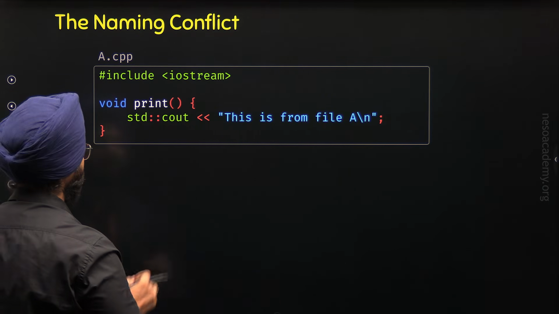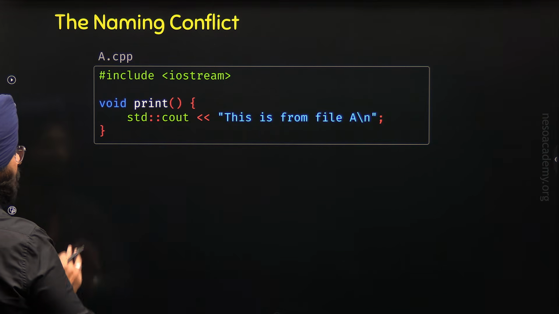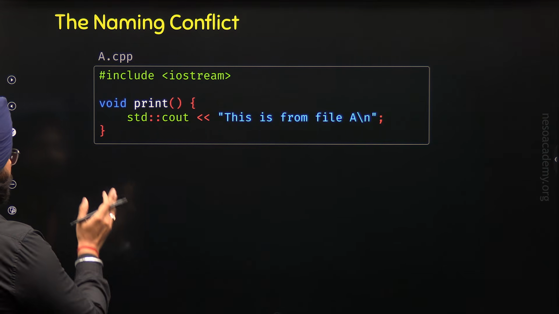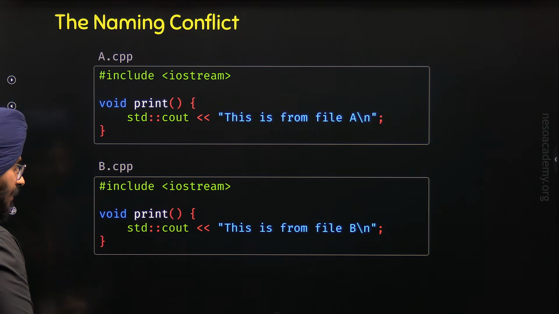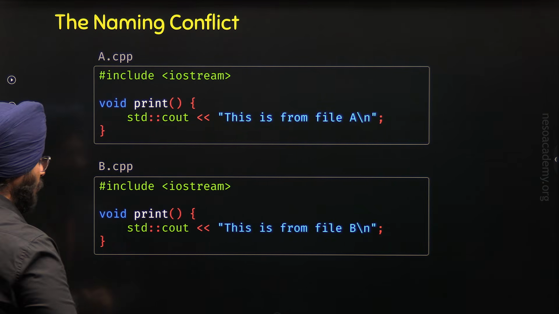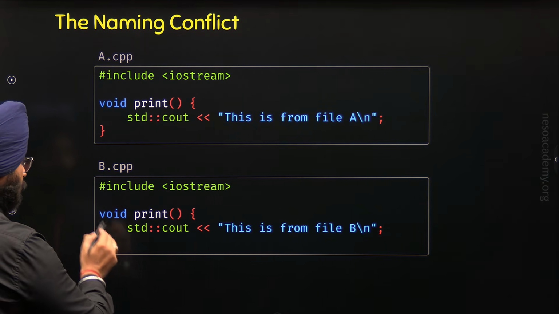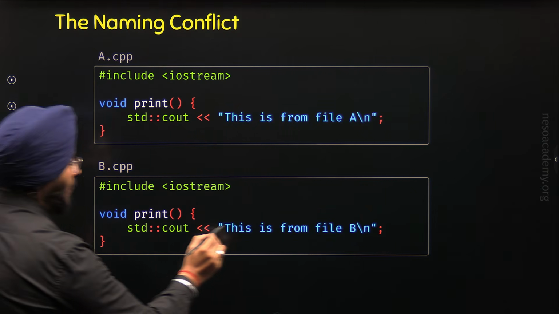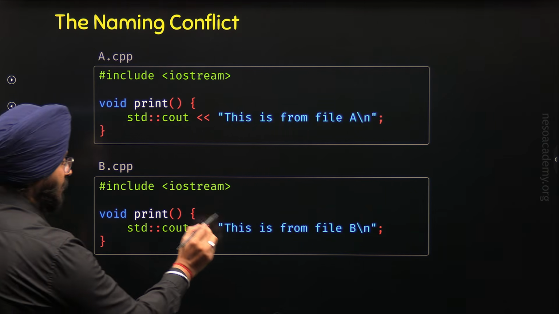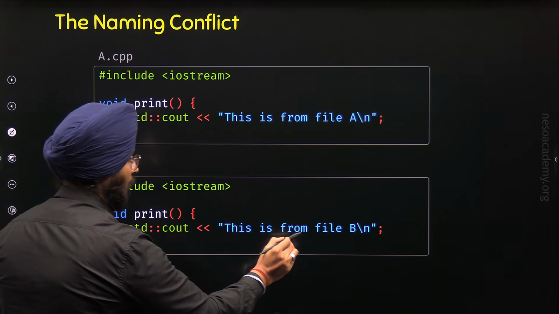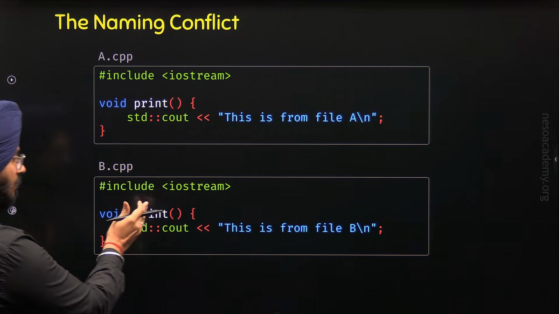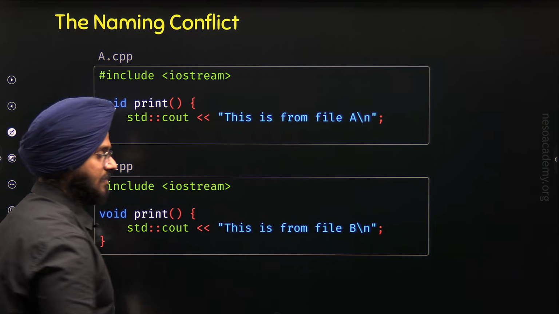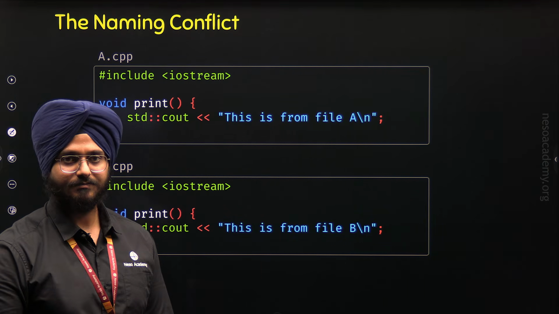In the same way, we have written the code for b.cpp file as well. This is the code of the b.cpp file. iostream header file is included and the print function is also defined. Within this print function, std::cout statement is written with this message, this is from file B. When we call this function, this message will be displayed on the screen.